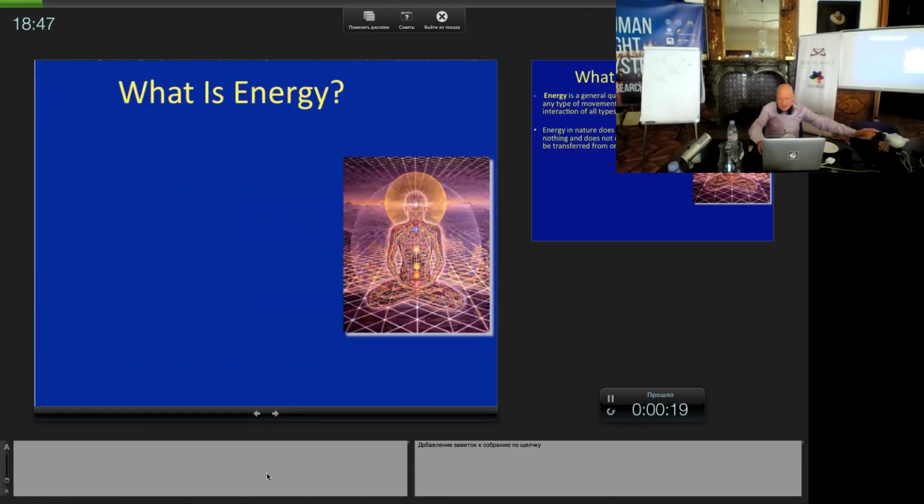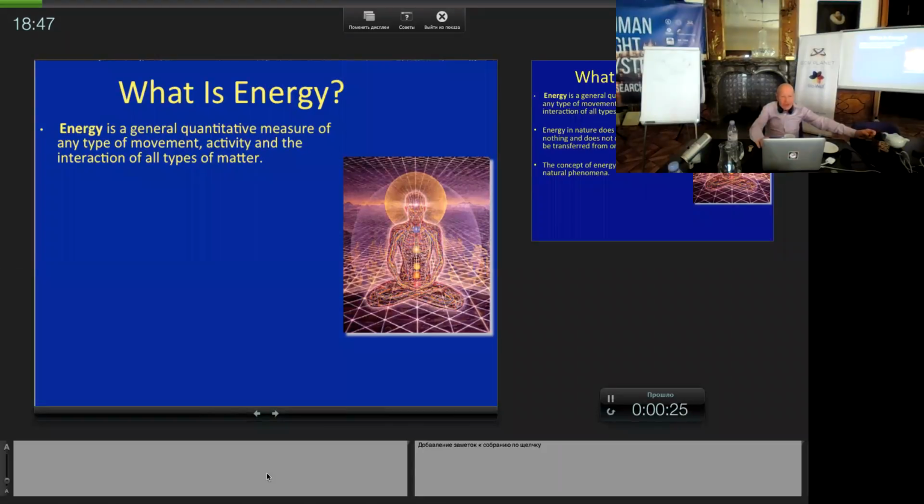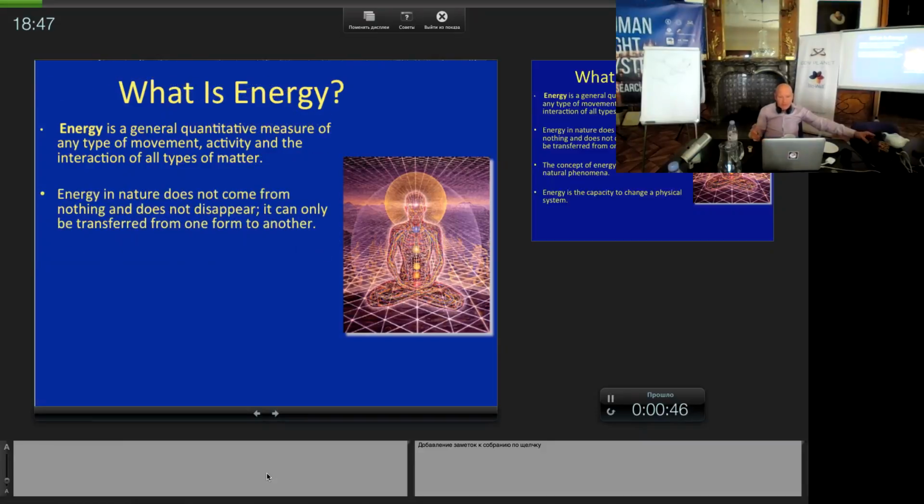So, what is energy? Energy is a general quantitative measure of any type of movement, activity, and the interaction of all types of matter. So, energy is the basic notion of physics, and it's possible to derive all other notions of physics from energy. And energy in nature doesn't come from nothing and doesn't disappear. It can only transfer from one form to another form. So the concept of energy binds together all natural phenomena.